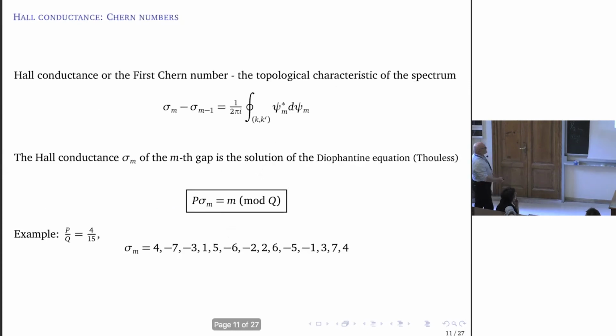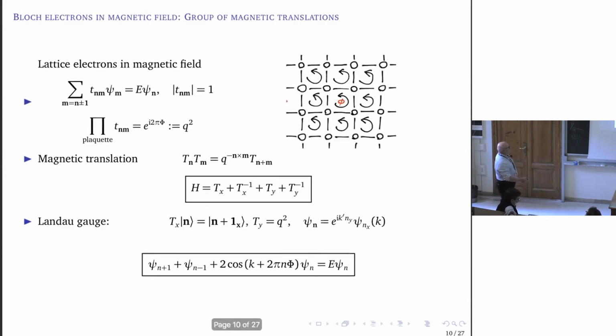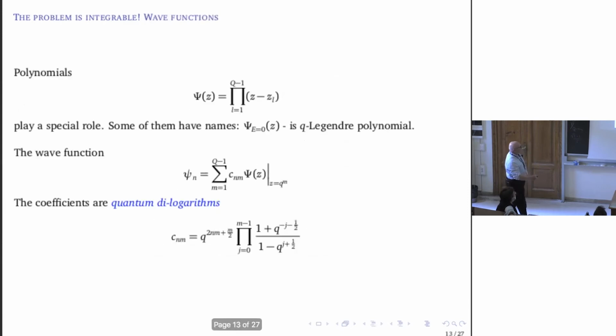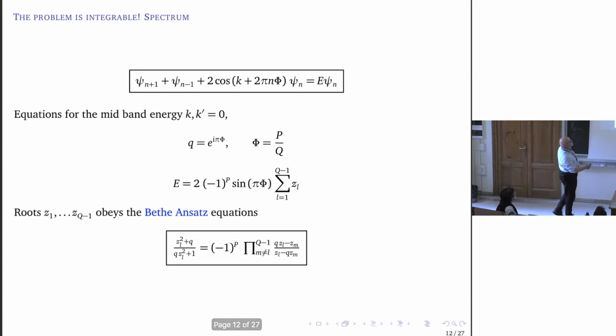Okay. Now, the question which is unsolved is how to solve this equation, and not only solve it, it's interesting to analyze it in the limit when q becomes a power of root of unity, but with a large root. Right? And there is some progress in this way, but it's not complete.